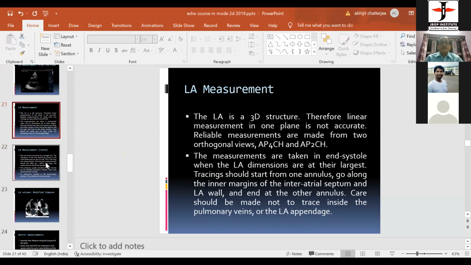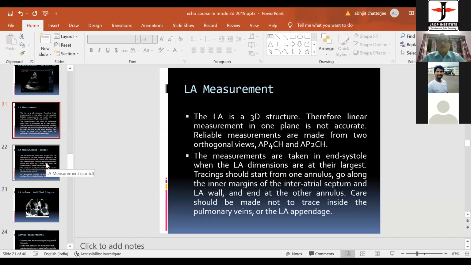I was saying that the LA is a three-dimensional structure. So you cannot take a one-dimensional measurement and say that this is representative of the entire three-dimensional structure. So you'll have to take measurements from two orthogonal views, that is the four-chamber view and the two-chamber view. They are taken in end systole when the LA dimensions are at their largest.